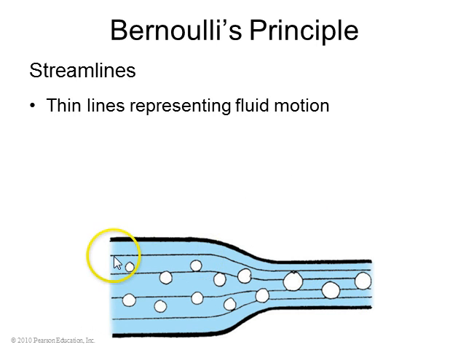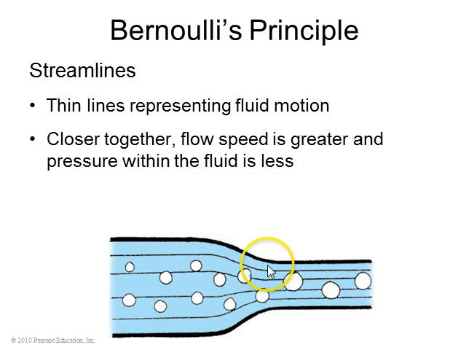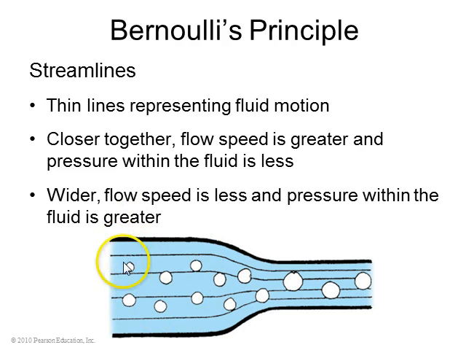So here is a picture of water streamlines going to the right, and for some reason in this tube the cross-section has decreased, so it gets narrower here. So when these lines get closer together, the flow speed is greater, and this fluid on this side, or gas, is at a lower pressure than the fluid on this side. So where it's wider, the flow speed is less and the pressure is greater. And when it's narrower, the flow speed is more and the pressure is less.